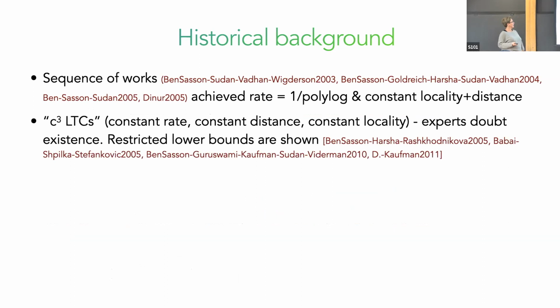Okay. And then there was this notion of C3 LTCs, so constant rate, constant distance, and constant locality. And the question is, does such an object exist? And people were not sure. People doubted it, and some people, including myself, tried to prove lower bounds for these objects, tried to show that if you want this local testability, you must pay a price. There must be so much redundancy that the rate cannot be too good. And okay, there are some works, but they were always restricted. So we didn't manage to get good lower bounds.